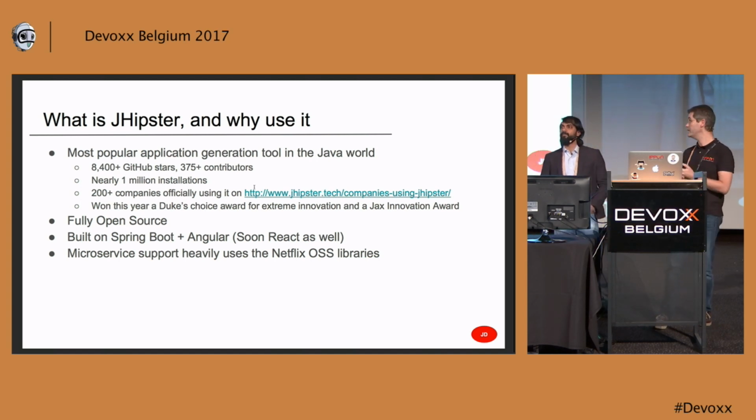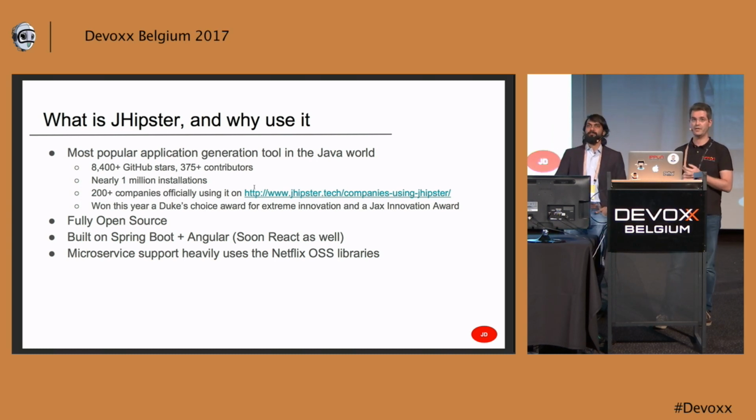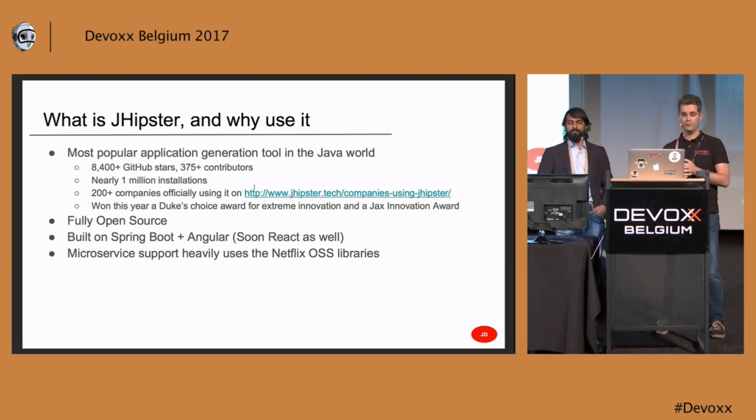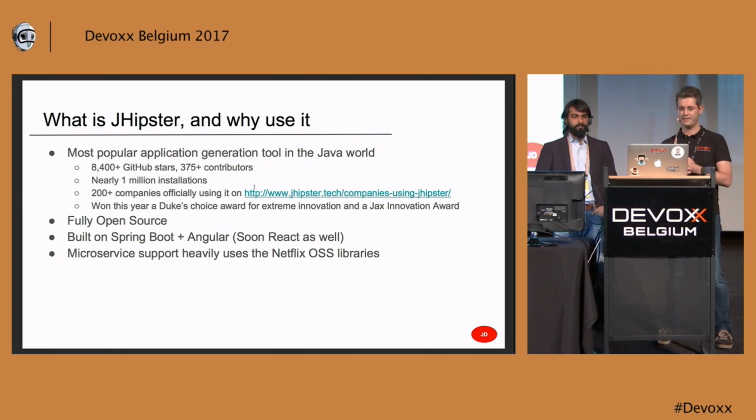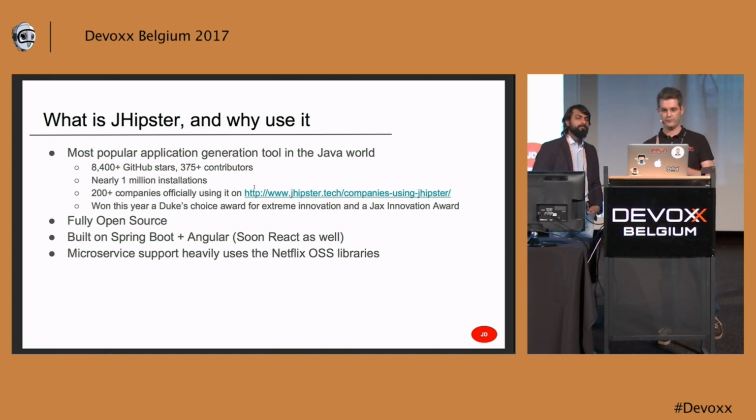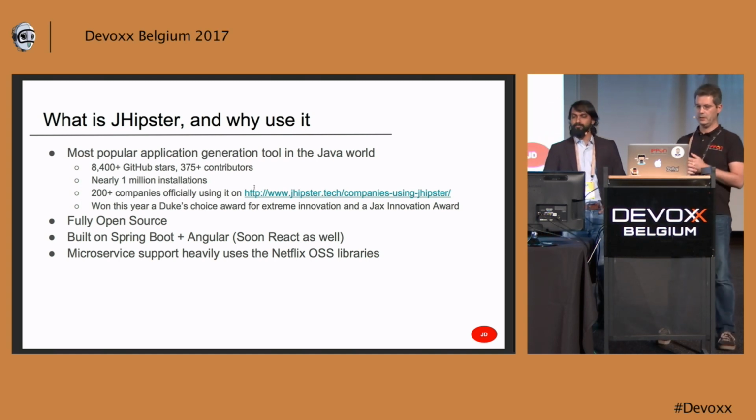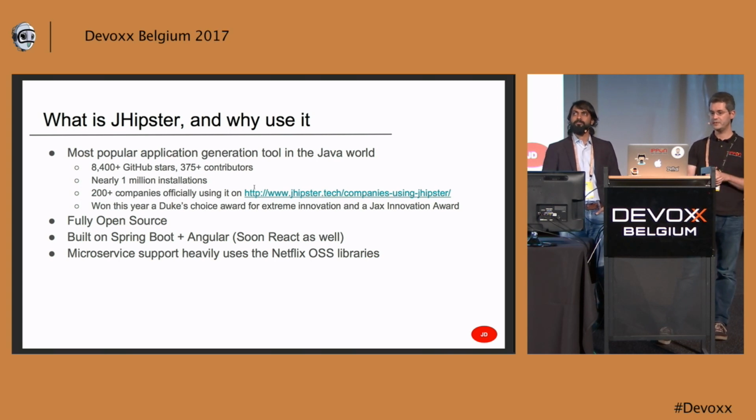So first of all, today we are clearly the most popular application generator in the Java world. We've got nearly 8,500 GitHub stars, which is very big for a Java project. We've got nearly 400 contributors, so nearly 1 million installations. So it's a bit hard to count, but a lot of people are using it, clearly. We've got more than 200 companies which are listed on our page.